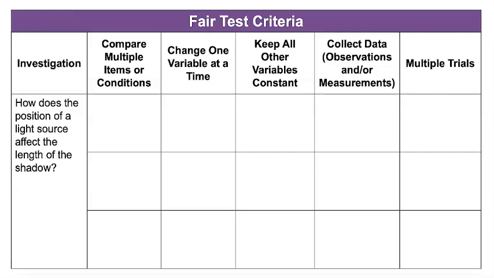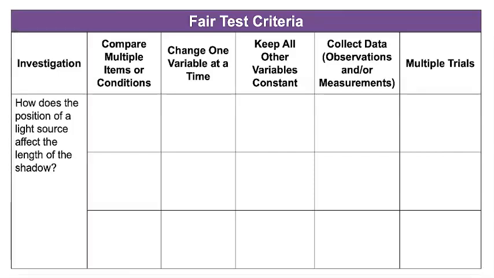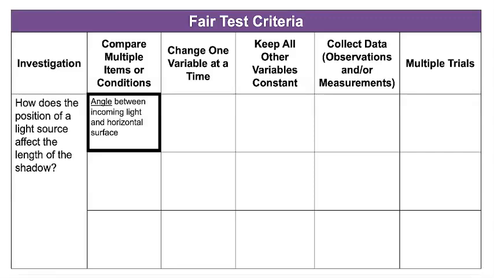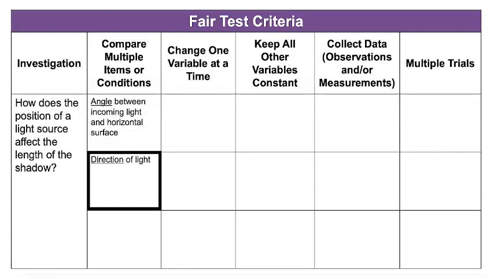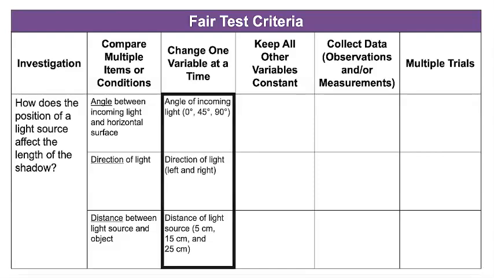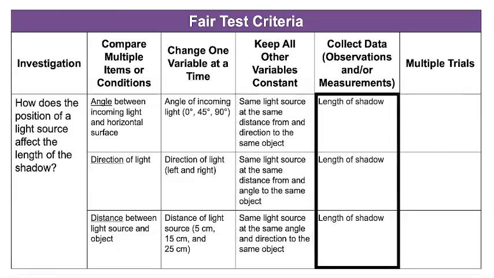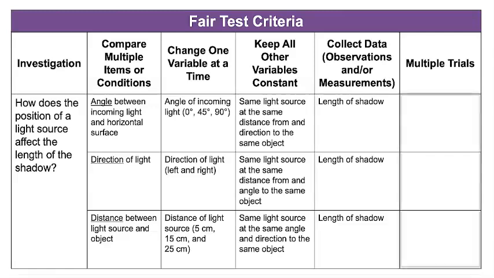Remember, we are investigating the testable question, how does the position of a light source affect the length of the shadow? In the first test, we will measure the effect of incoming light at 3 different angles. In the second test, we will measure the effect of light from 2 direct directions. And in the third test, we will measure the effect of 3 different distances between the light source and the object. In each test, we will change only one variable at a time and keep all other variables constant. We will collect data by measuring the length of the shadow, and we will conduct 3 trials for each test.